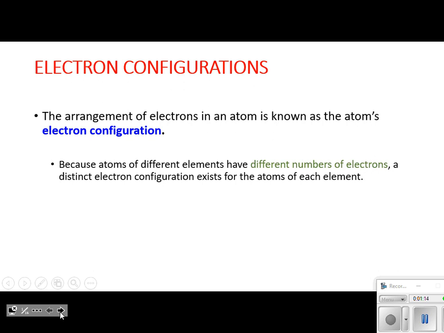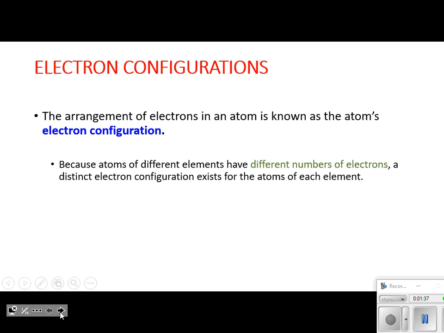Why? Because if it's a neutral element, if it's not an ion, then they have different numbers of electrons. Now, look at your periodic table. The atomic number, go ahead and find it. It's usually in the upper left-hand corner on the tables that we have. So let's look at nitrogen. The atomic number of nitrogen is 7.